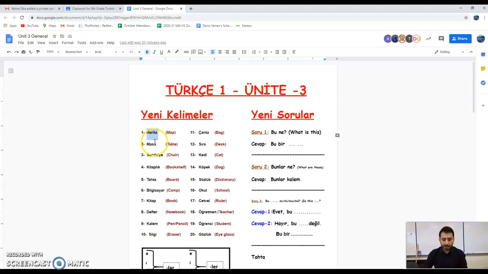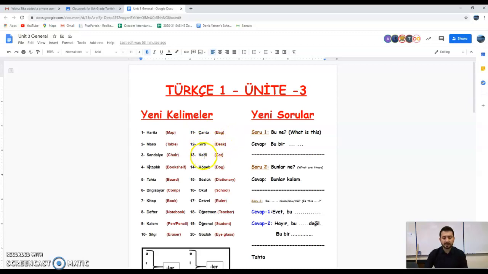Harita was map. Masa, we learned these words already. Table. Sandalye is chair. Kitaplık is bookshelf. Tahta is board. Bilgisayar is computer. Kitap is book. Defter is notebook. Kalem is pen or pencil. Silgi is eraser. Çanta is bag.